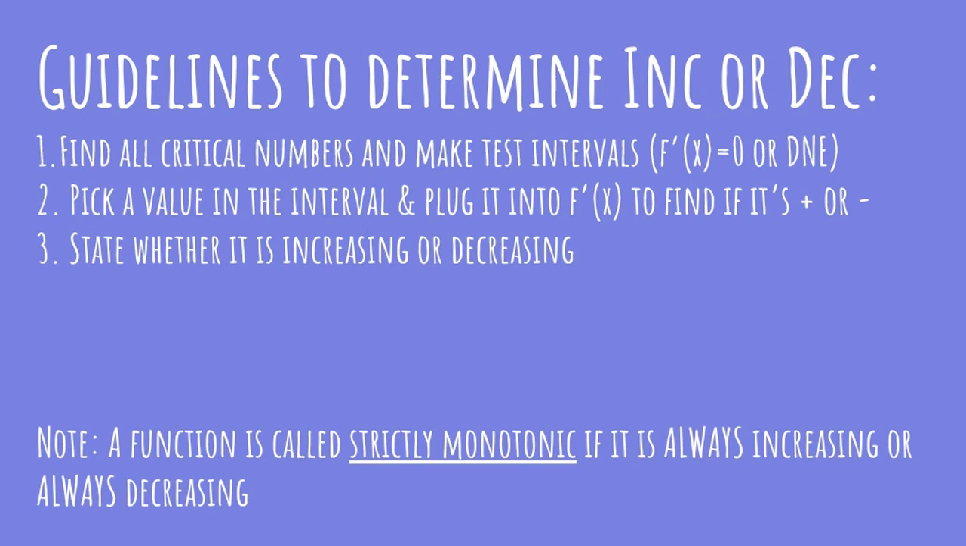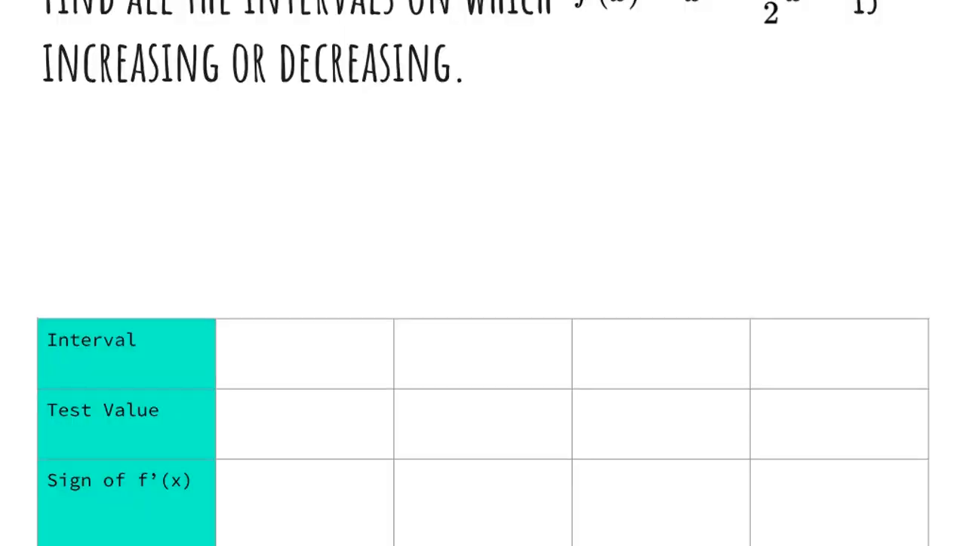If you plug in all the values and everywhere you find that it's increasing, then we say it's strictly monotonic. If I plug in values and I find that it's always negative, then I say it's strictly monotonic. So strictly monotonic means it's always increasing or always decreasing. So we're going to find the intervals on which this function is increasing or decreasing.